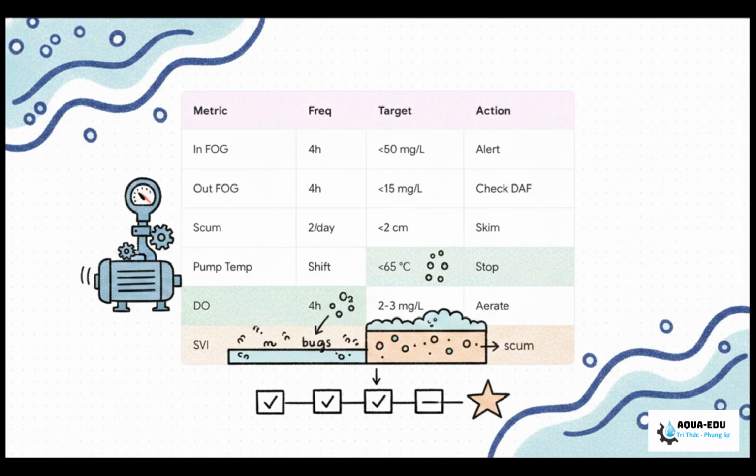Pump casing temps must absolutely read below 65 degrees Celsius. Your aeration DO needs to hover perfectly between 2 and 4 milligrams per liter, and your sludge volume index, the SVI, must settle back under 150. Brothers, listen to me closely. We only declare success when every single one of these numbers holds stable for 3 consecutive days. Only then can we stand down.